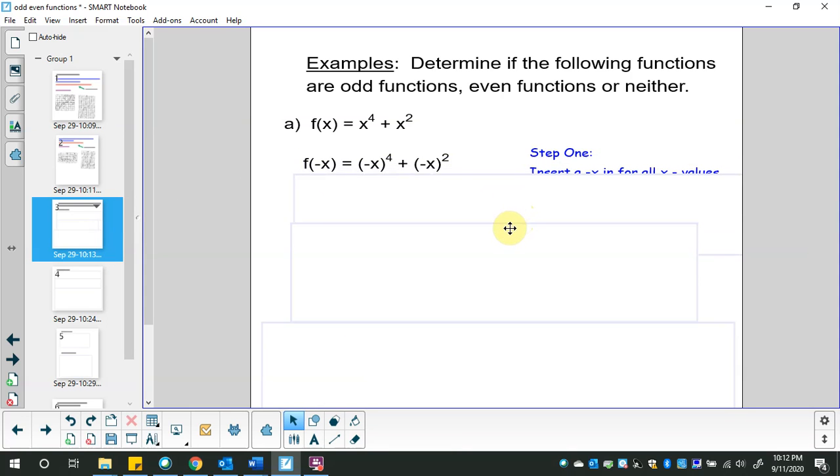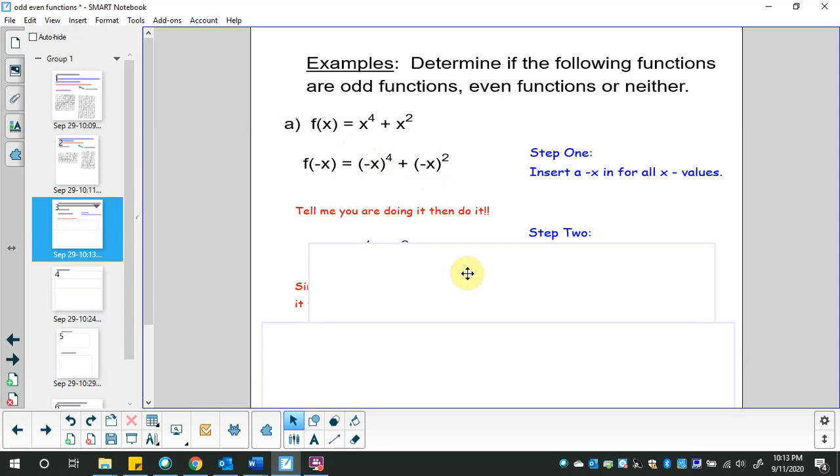So step number one. Step number one is you do the test, which is taking all the x's and turning them into negative x's. So that's step one, regardless of whether you're talking about odd functions, even functions, or neither. Next thing is you clean it up. This is my little note to you. You actually tell me you're putting in the negative x, and then you put in the negative x everywhere there's an x.